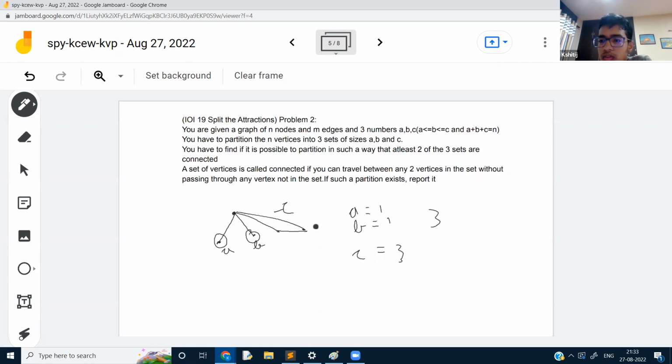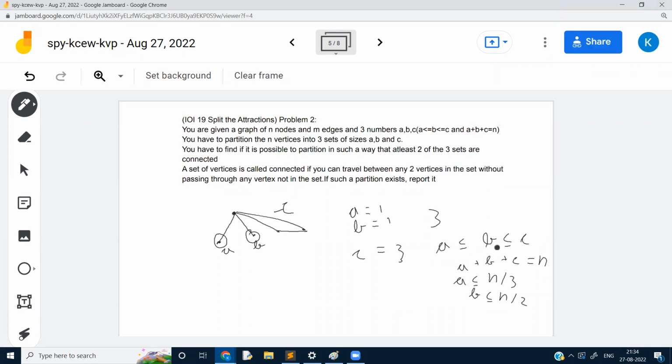Okay, so I will continue. Now, since A is at most B and B is at most C, and the summation is n, it should be obvious that A is at most n by 3. And since B is at most C, B cannot be more than n by 2. Did you all get this? Yeah.